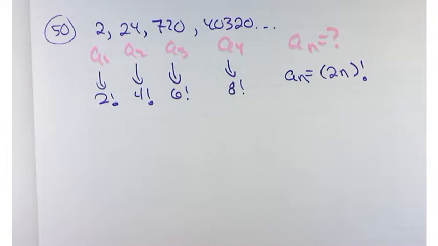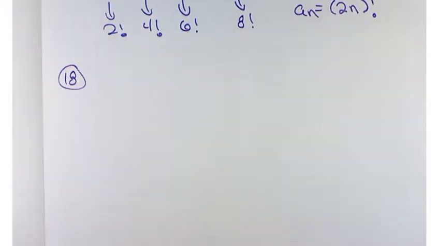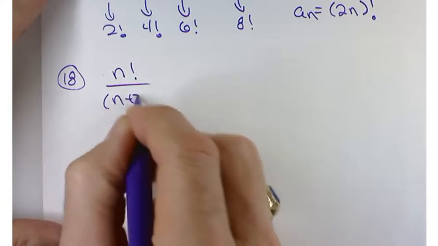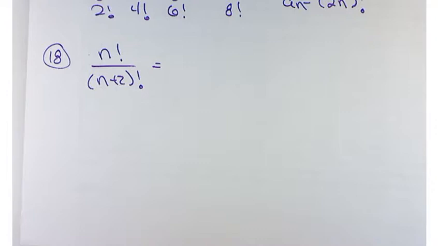Let's take a look at some other terms, some other sequences, and see if we can't simplify some of these. We'll look at 18 and 20 next. So, problem number 18. N factorial over n plus 2 factorial. And the goal here really is to simplify these expressions and to get comfortable with the factorial notation.